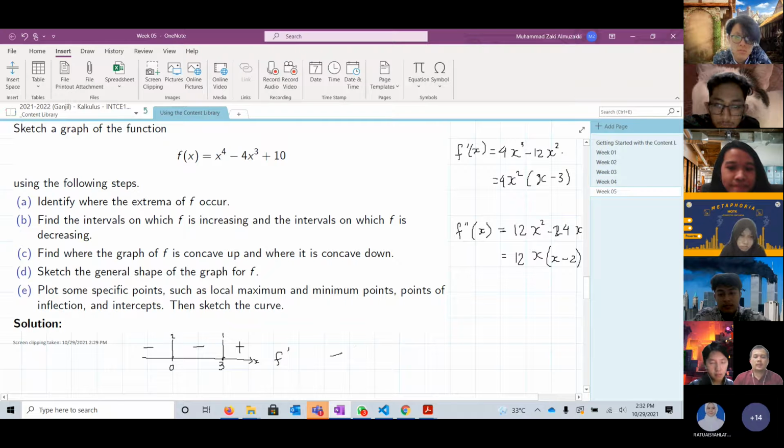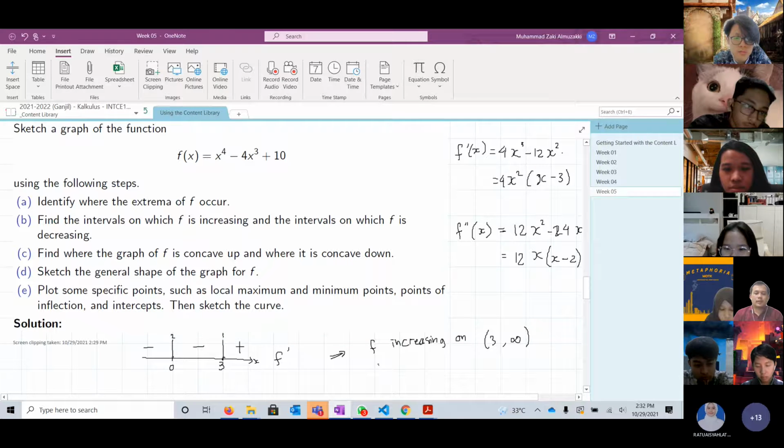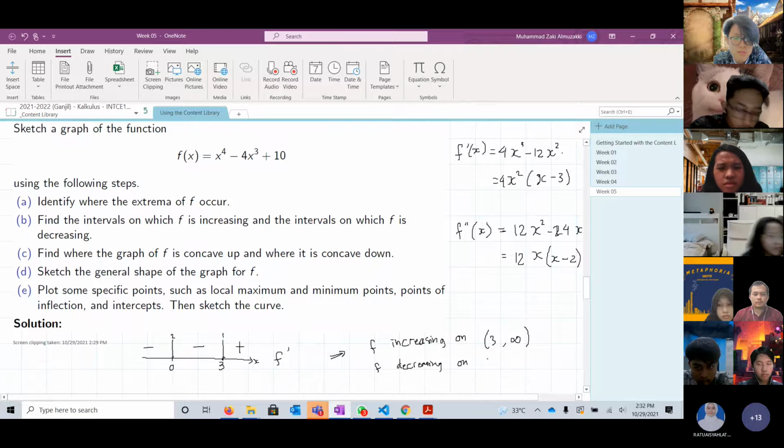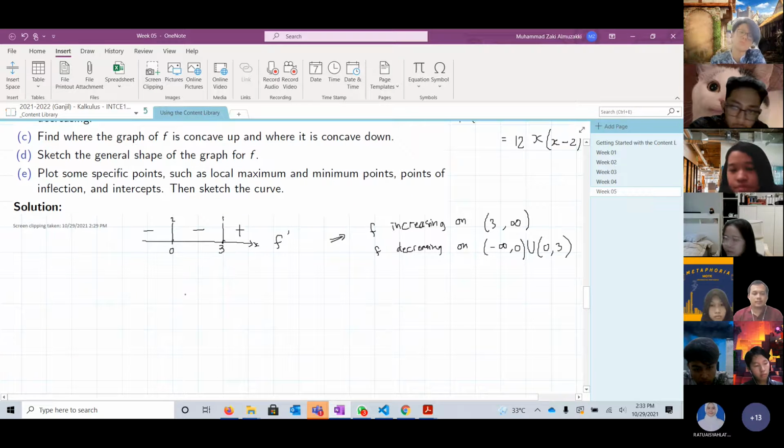Then from here we have that f is increasing on 3 to positive infinity, and f is decreasing on, let's say, minus infinity to 0 and from 0 to 3. Yeah, we have the first clue.